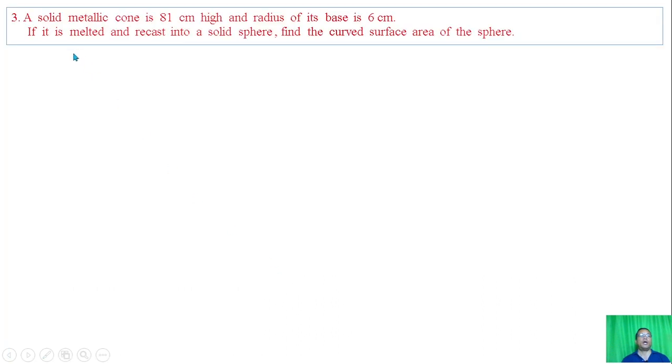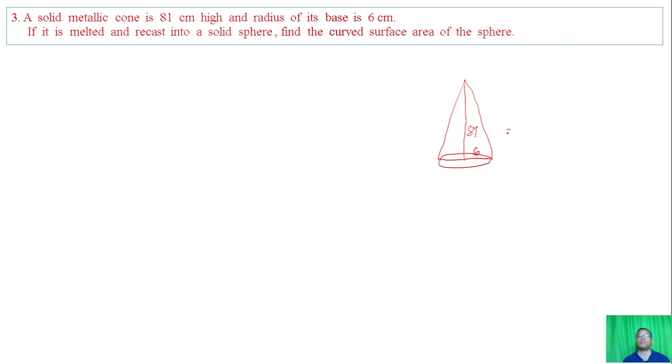Question number 3. A solid metallic cone is 81 cm high and radius of its base is 6 cm. Solid metallic cone amakaki height asi 81 centimeter pirame, radius na 6 pirame. If it is melted, masifam sogdokale and recast into a solid sphere semi. Find the curved surface area of the sphere.